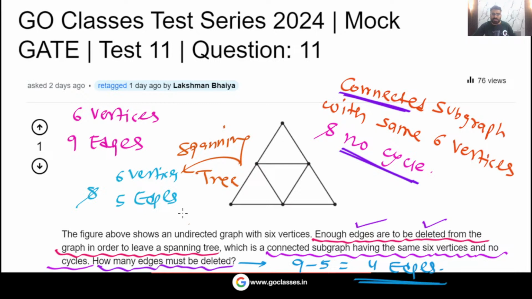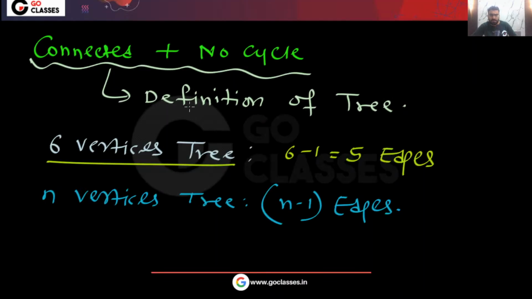So very simple question, right? This is quite a simple, straightforward question. This concept of spanning tree you also study in the data structure and algorithm subject. What is a spanning tree? How to find a minimum cost spanning tree? But this is a very simple question. A graph is given to you, and from this graph you have to delete some edges so that you get a tree, because connected with no cycle is simply the definition of a tree.